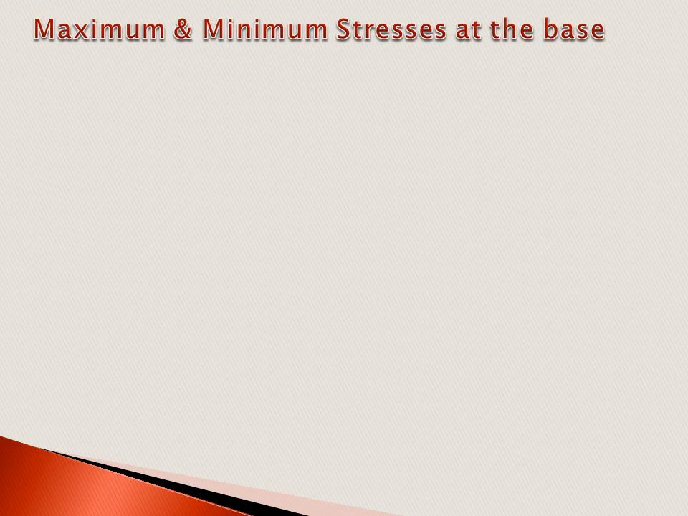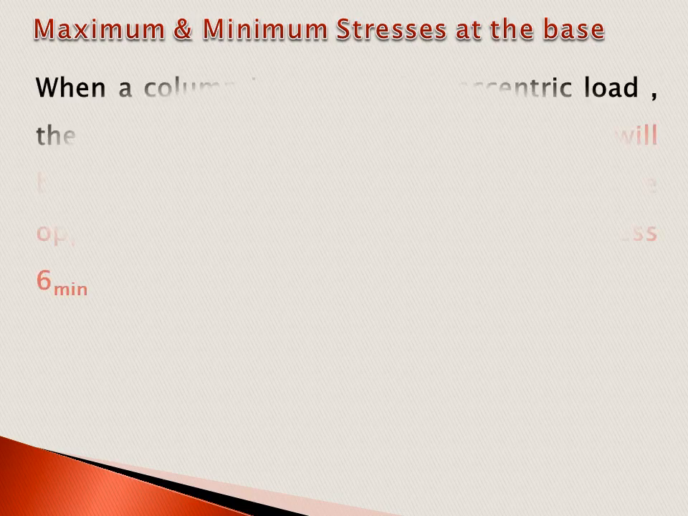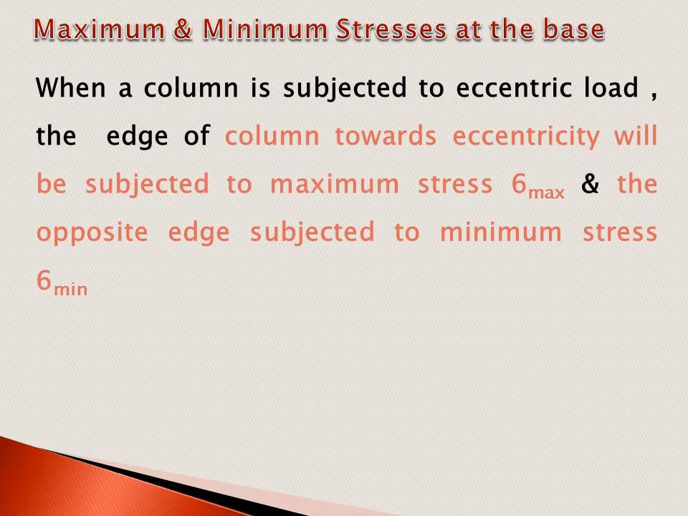Maximum and minimum stresses at the base of column or compression member. When a column is subjected to eccentric load, the edge of column towards the eccentricity will be subjected to maximum stress, that is sigma max, and the opposite edge subjected to minimum stress, sigma minimum.